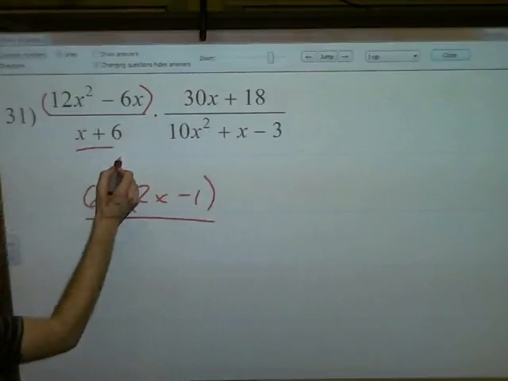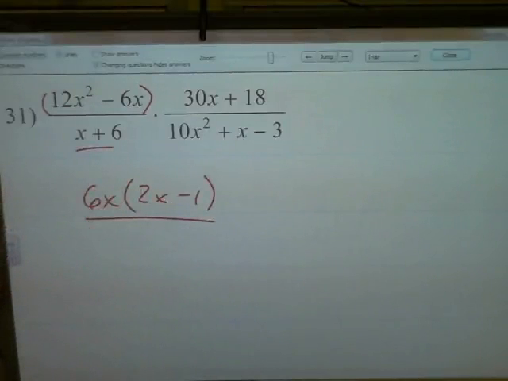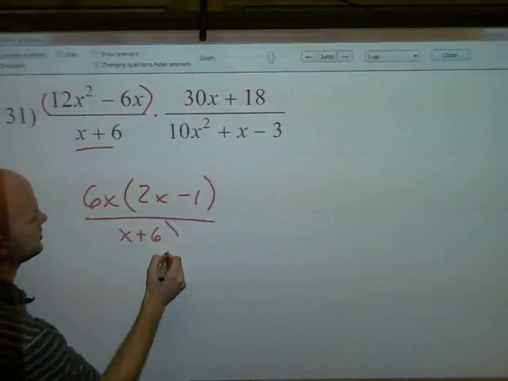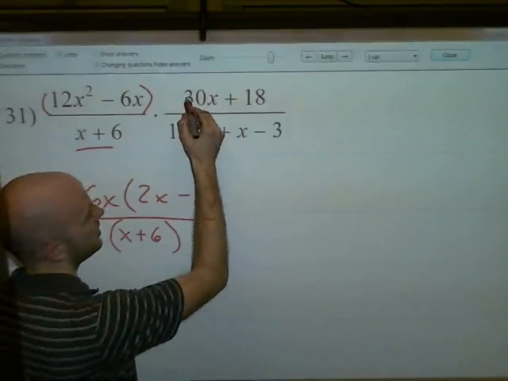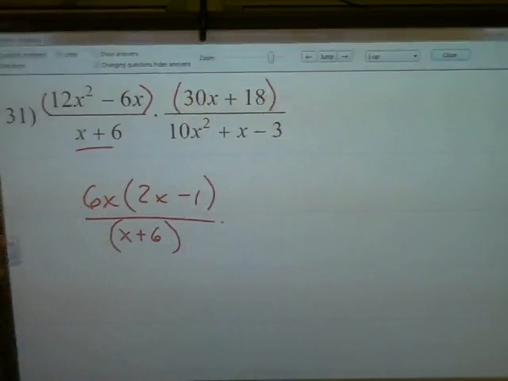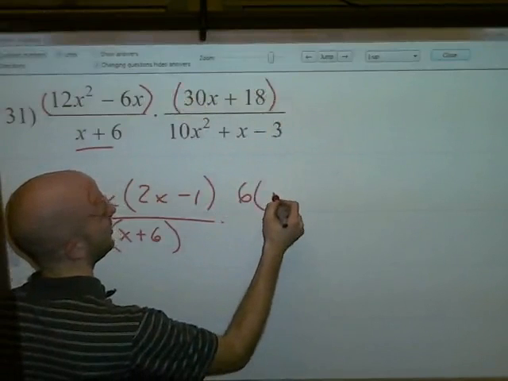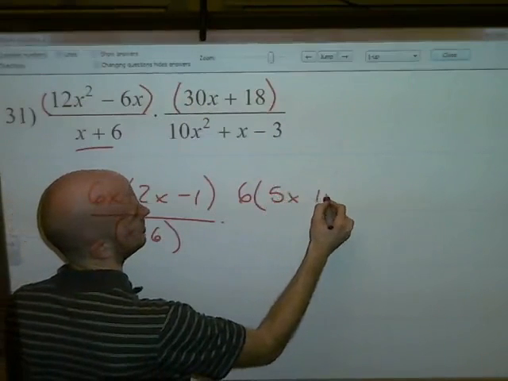Now the bottom of that fraction can't be factored at all, so I'm just going to write it down as an x plus 6. When we look at the top of the second fraction, we're going to factor that out, and we're going to be able to pull a 6 out of 30 and of 18. And so when I pull a 6 out, that'll leave me with a 5x plus 3.